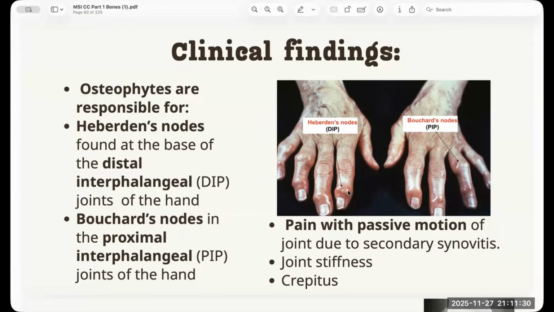I'm not very sure about the pronunciation, not gonna lie, but just know how they're written, what they are, and which is which. A very good way to memorize it, I think, is H and D, and B and P, because they make sense better. I think it makes sense for me only. Pain is also a very important clinical finding in the patient. It would usually be with passive motion of the joint due to the synovitis of that joint, and stiffness, of course, and crepitus.